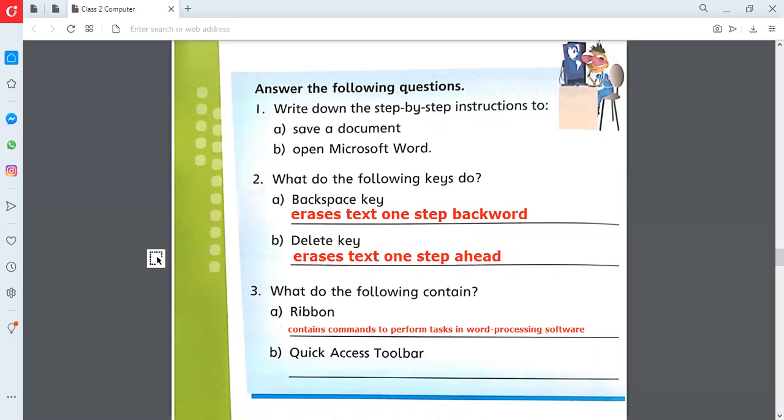So everybody should write that answer in the book on page number 40. Those students who joined the class just now, we are doing the question answers on page number 40, and you can write these answers on page number 40.